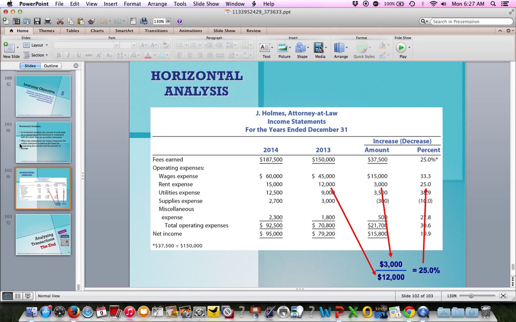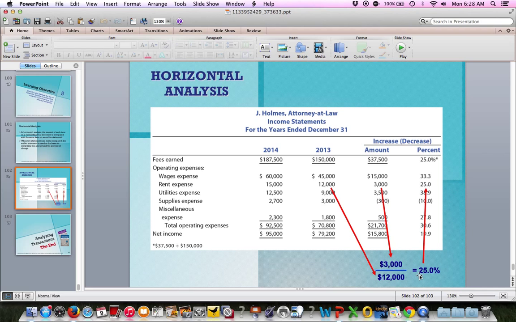And so horizontal analysis is basically saying, how did my numbers change from 2013 to 2014? And you can see that they go up, right? So fees earned went up, so it's an increase. And that percent is 37.5 divided by the base year of 150 gives me my percent increase. And you can see they gave us a slice of numbers down here for rent expense. The change was 3,000. It went up by 3,000. And so 3,000 divided by the base year is 25%.